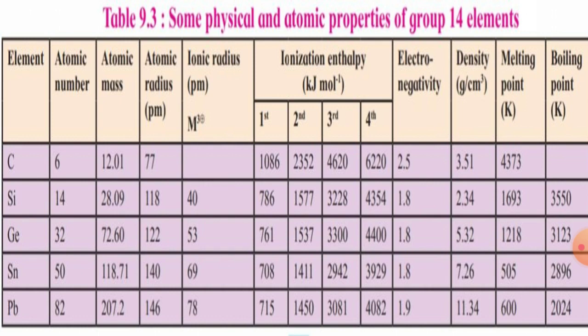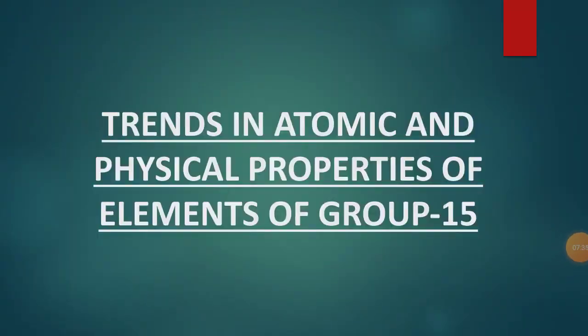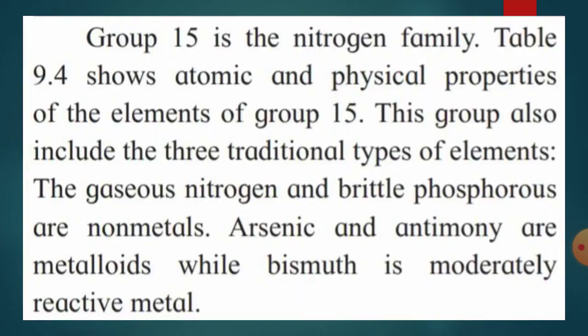We are moving forward towards group 15: trends in atomic and physical properties of elements of group 15. Group 15 is the nitrogen family. We are going to study table 9.4, which shows atomic and physical properties of the elements of group 15. In this group, we are going to see all three traditional types of element, that is metal, non-metal and metalloids, as we have seen in group 14.